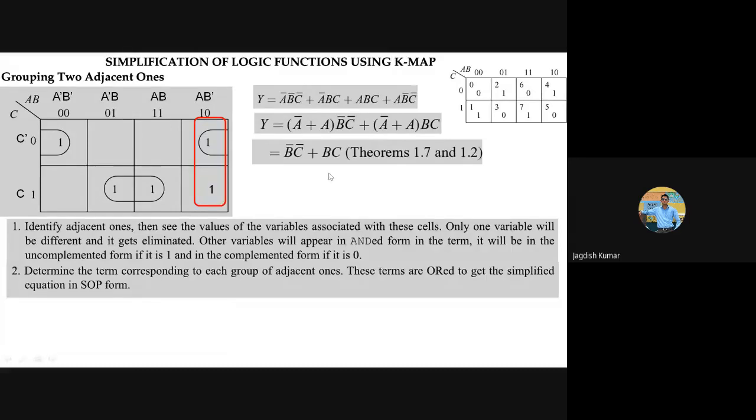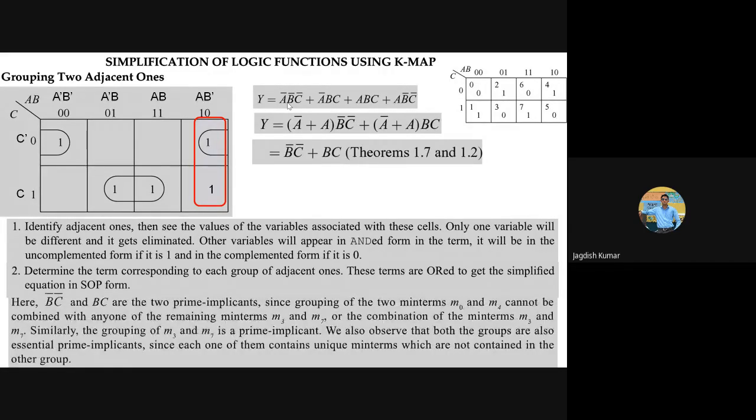Once you are in a position to write down SOP, then you can also write down POS. Determine the term corresponding to each group of adjacent ones. Then we OR those terms and simplify. So we have to try all the possible pairs sitting in the K-map. That's the main message of this. I have not put any examples today, but in the next class I will give you some more examples to locate pairs. Today I'll quickly demonstrate.